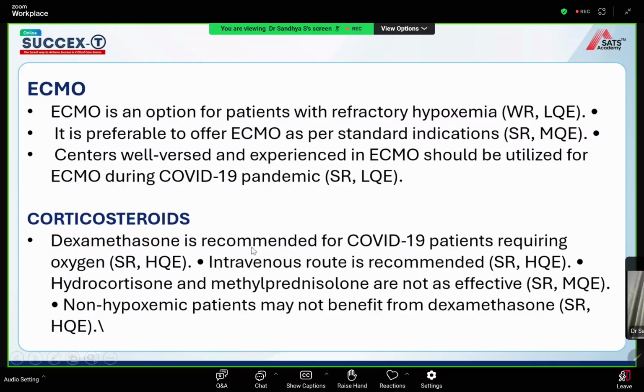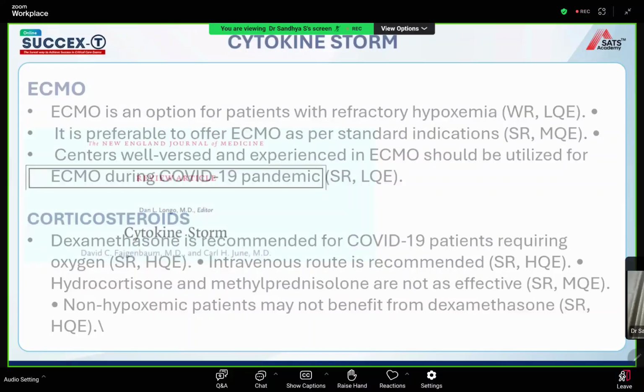Again, steroids: dexamethasone is the steroid of choice, and the IV route is preferred in severe COVID. Hydrocortisone and methylprednisolone are not very effective, and in non-hypoxemic patients, dexamethasone should not be used. There are a few more recommendations which I am not going to elaborate. This article is also shared.